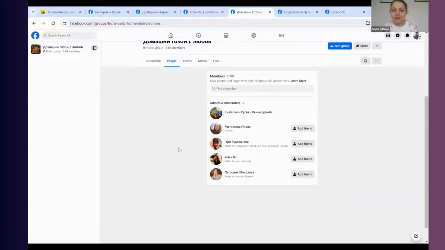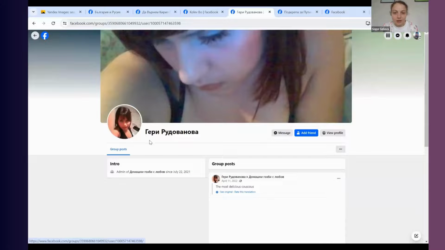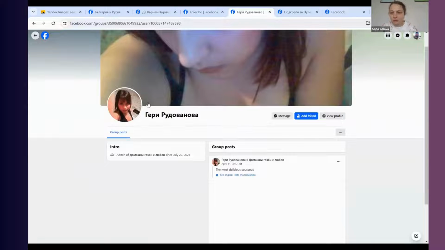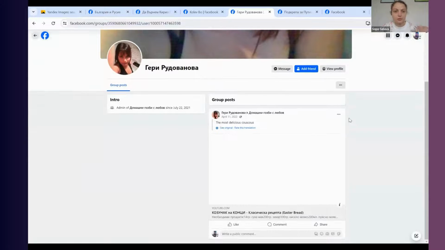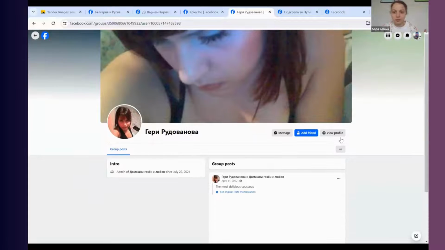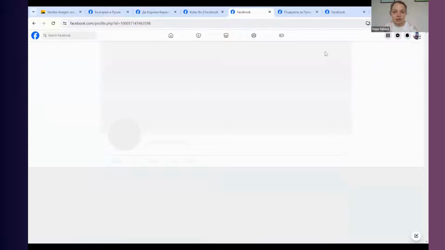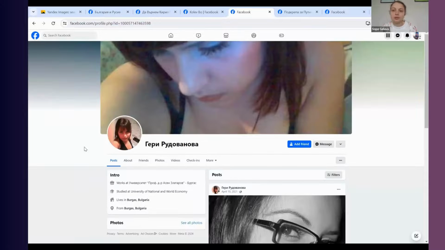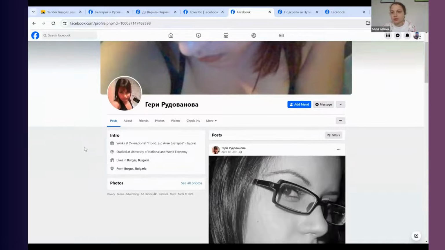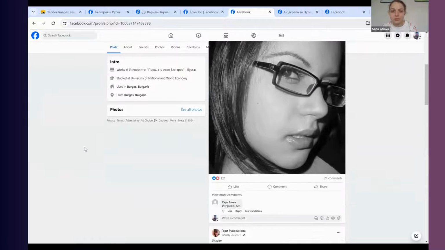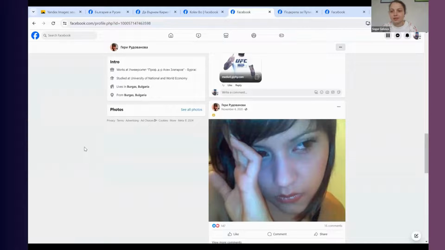So yeah, and even if we do not find specific images, for example, if we go to one of the admins here, Geri Rudavanova, we go to her profile. When we click on the admin, we see all the posts that were shared by this profile in the group, but then we go to view profile and check the images, right? If we do not have results from reverse image searches, and this also happens, it does not mean that we have results every single time, but even without that, we can already say that this profile is suspicious.